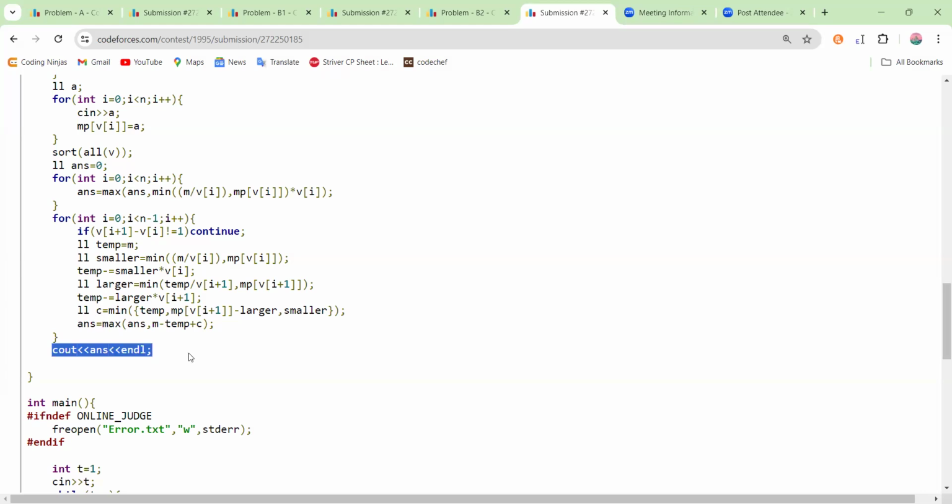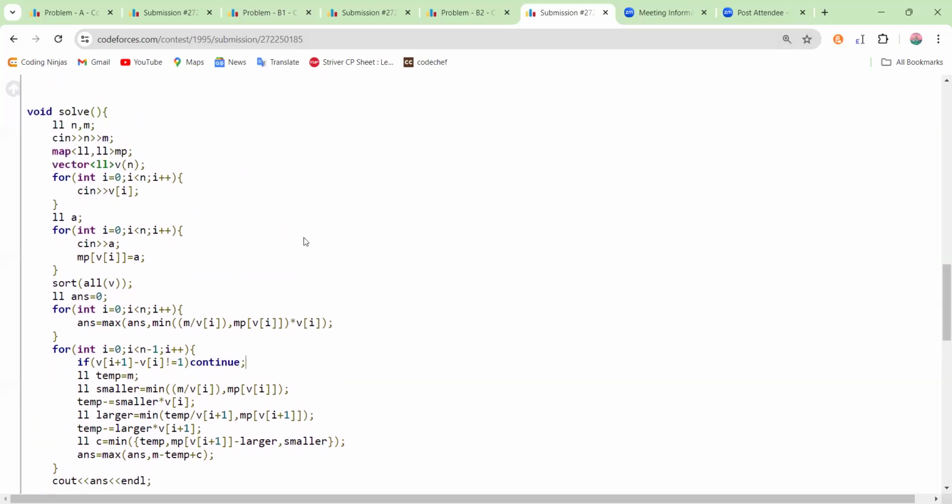So this was the approach for this question, and it was a completely greedy idea, isn't it? Completely greedy. And I would say it was easier to think of in comparison to B1. Okay. So I hope the thing is clear.